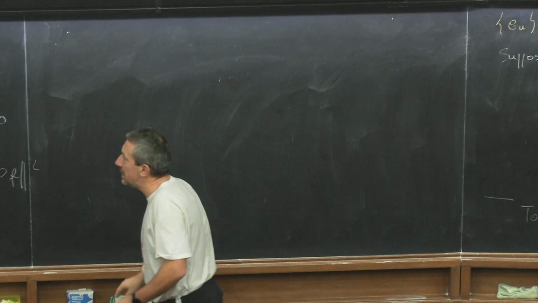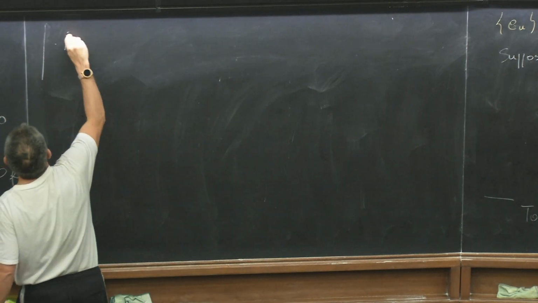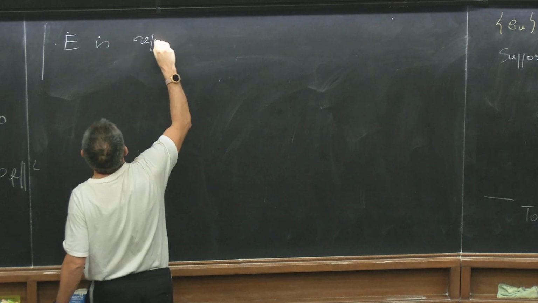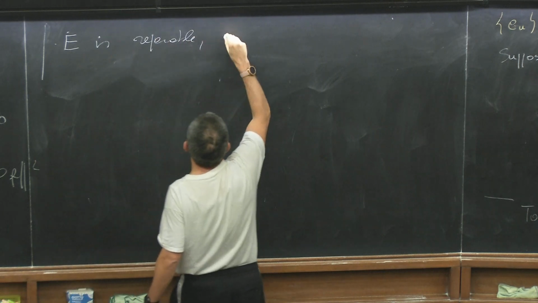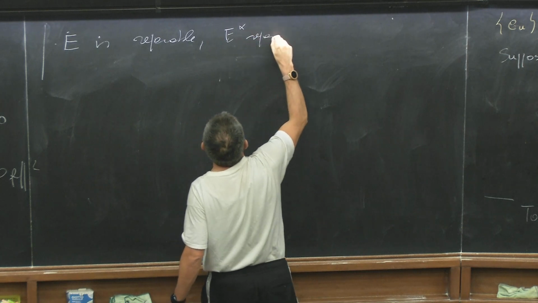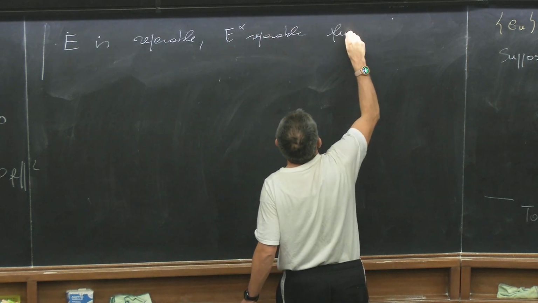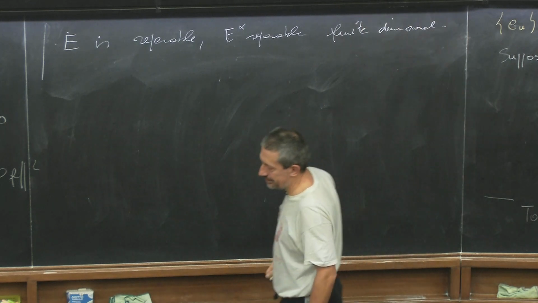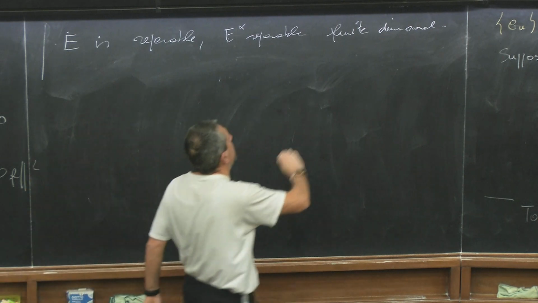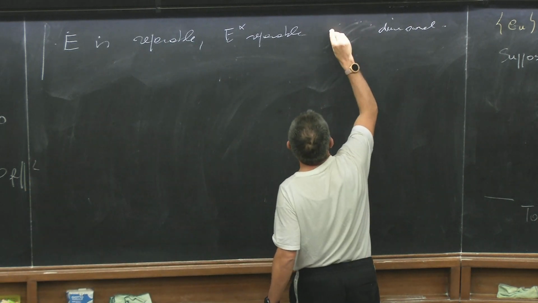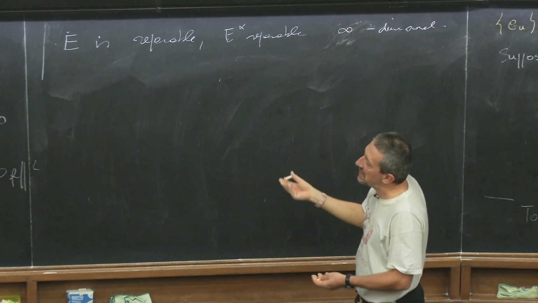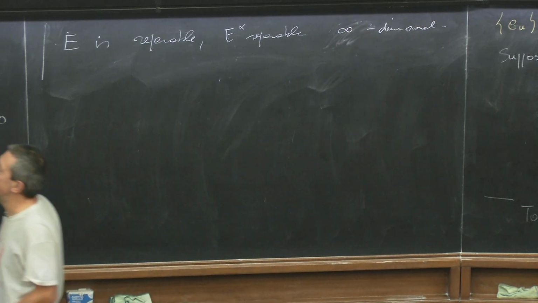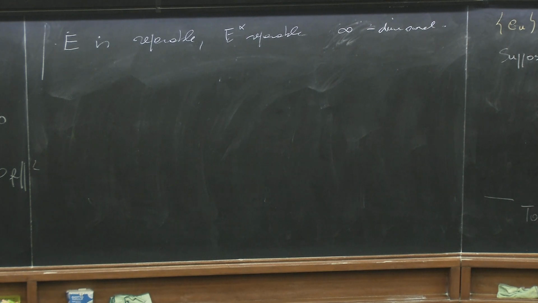So for the Banach space, we can assume that E is separable, and also E star is separable. Clearly it is infinite dimensional, otherwise it is finite dimensional. So there exists a closed subspace which is separable, and then you just work in that closed subspace. So now what do you do?